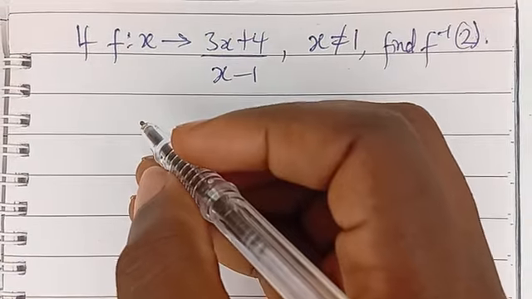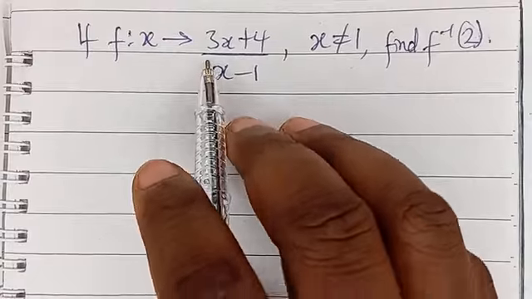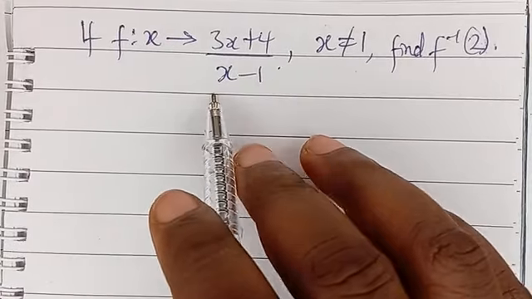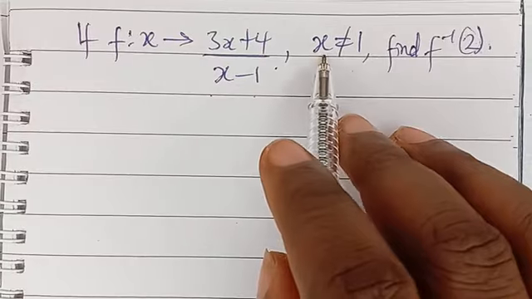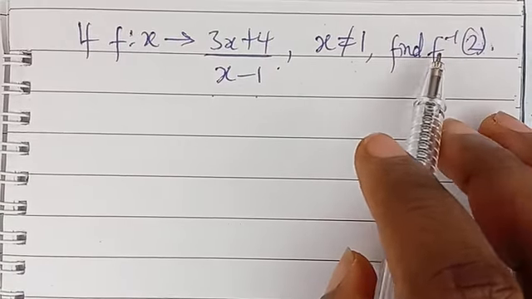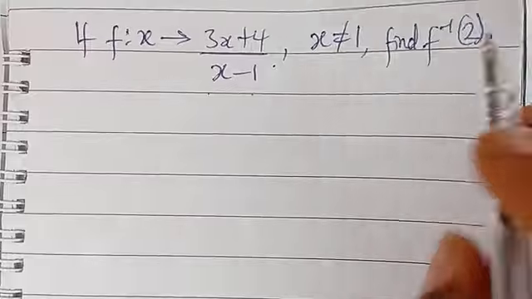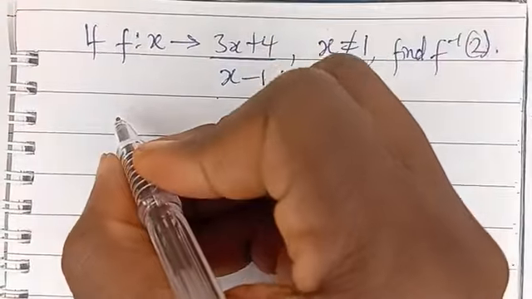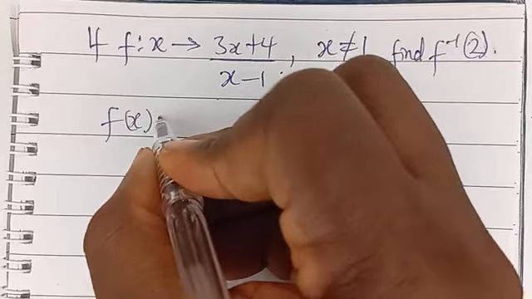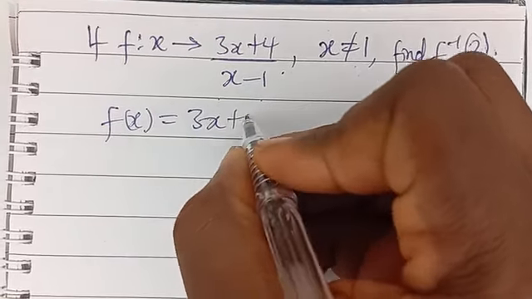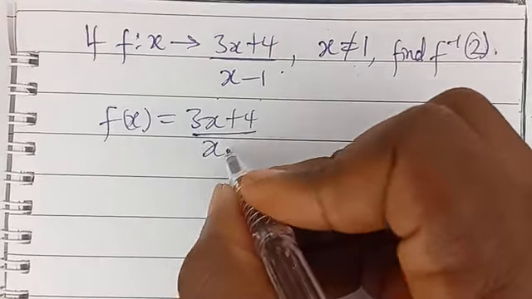If the function f is such that x is converted to (3x + 4)/(x - 1), where x is not equal to 1, find the inverse of f of 2. Okay, we already know what to do. We write out the function f of x is equal to (3x + 4)/(x - 1).